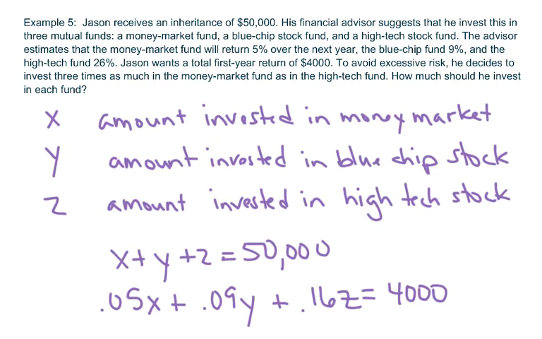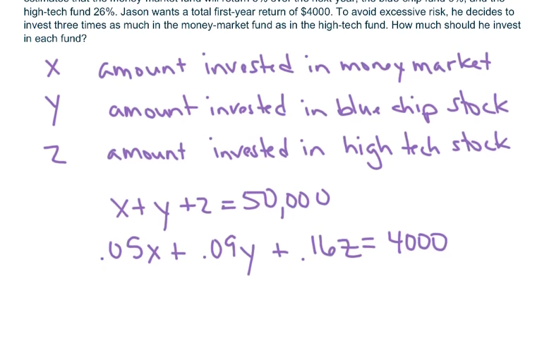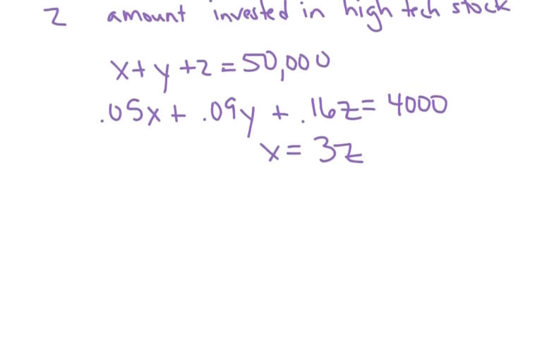The last equation has to do with the fact that he decides he's going to invest 3 times as much money in the money market fund as in the high-tech fund. That means that the money market is going to be 3 times the high-tech fund. So here are my 3 equations. I want to do a matrix. In order to do a matrix, all of my equations have to be in x, y, z, constant format. So the third equation isn't. In order to put it in that format, it's really going to be x plus 0y minus 3z equals 0.